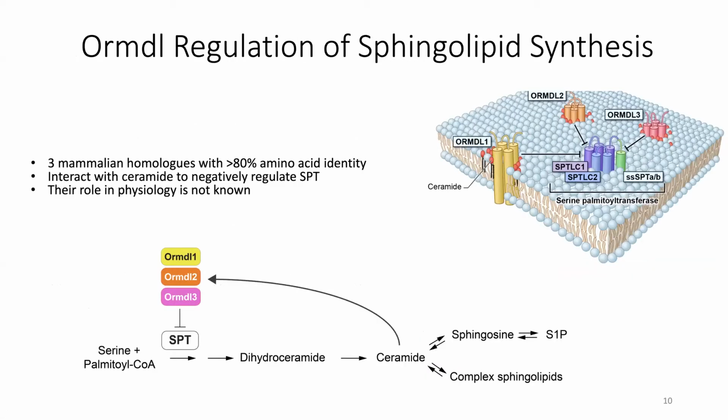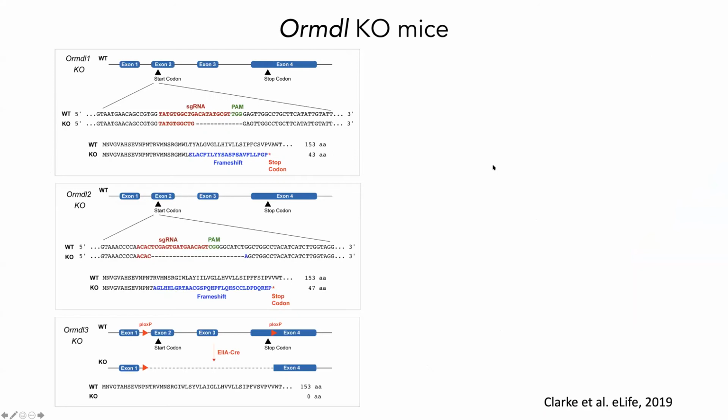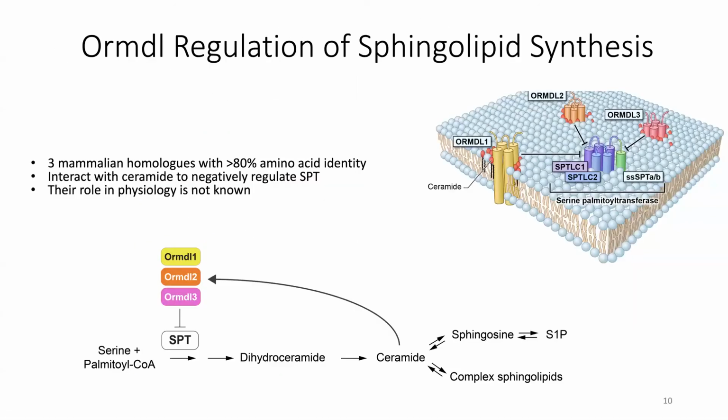So let me introduce the ORMs, which you've already heard about from Tilla Weiser. These were initially discovered in yeast by Breslow and Weissman. In mammals, there are 3 homologs that are very similar, with greater than 80% amino acid identity, such that it's very hard to find an antibody that will distinguish between the 3 forms. As Binks-Wattenberg has shown, they interact with ceramide to negatively regulate the SPT complex, which is a 3 subunit complex of SPTLC1, 2, and a small subunit. And their role in physiology was not known.